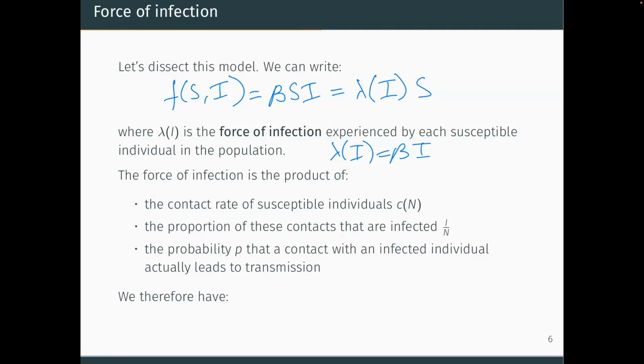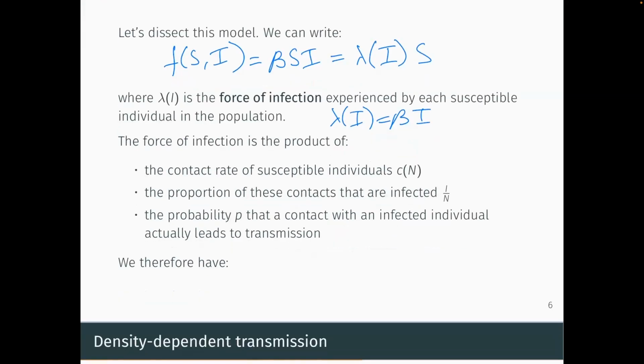So there's the contact rate of susceptible individuals, and the proportion of those contacts that are infected, and that's just going to be the density of infecteds over the total population, so I over N. So given they come into contact with someone, what's the probability that individual is infected at a given point in time? And then given they've come into contact with them, which is these first two things, what's the probability P that a contact actually leads to transmission? It leads to a successful infection.